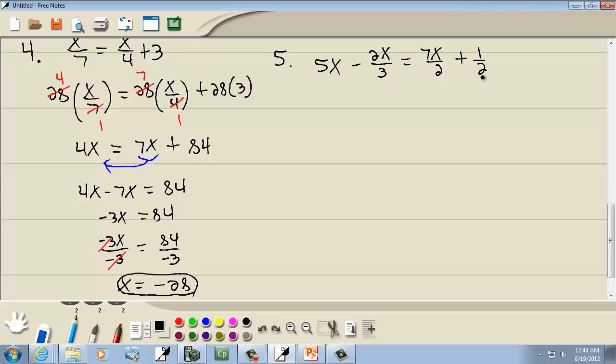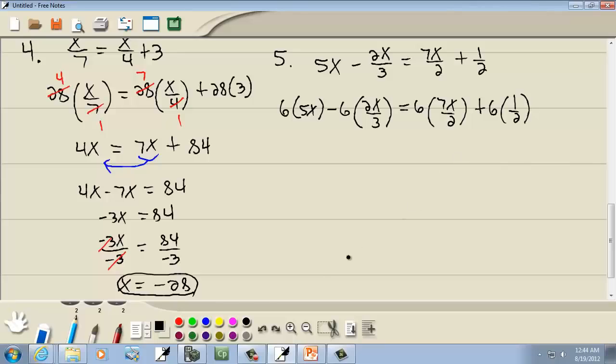I got 3, 2, and 2. The LCM of that would be 6. Since these are repeated, we don't need to worry about that. So I'll multiply everything by 6. So multiply that 5x by 6. I'll multiply the 2x over 3 by 6, leaving a negative out in front. I'll multiply the 7x over 2 by 6. And I'll multiply the 1/2 by 6.